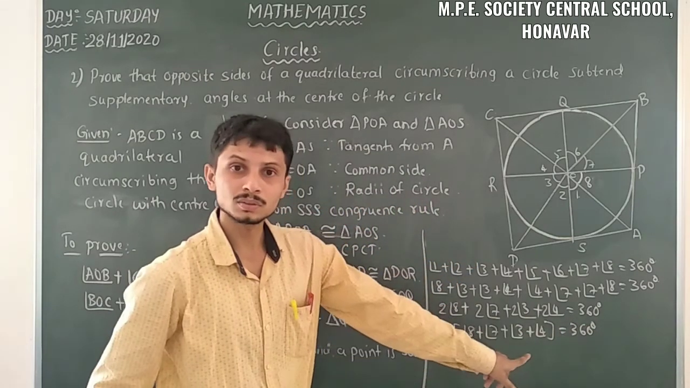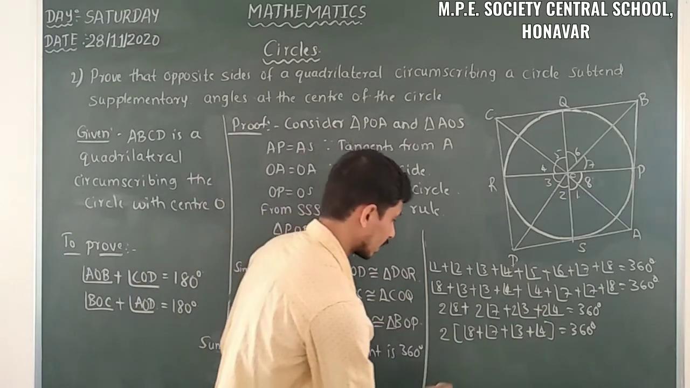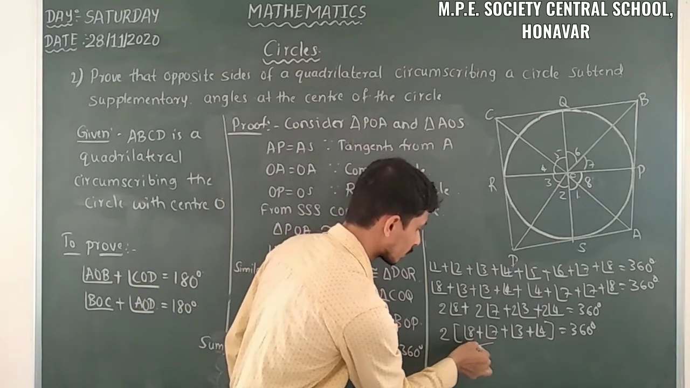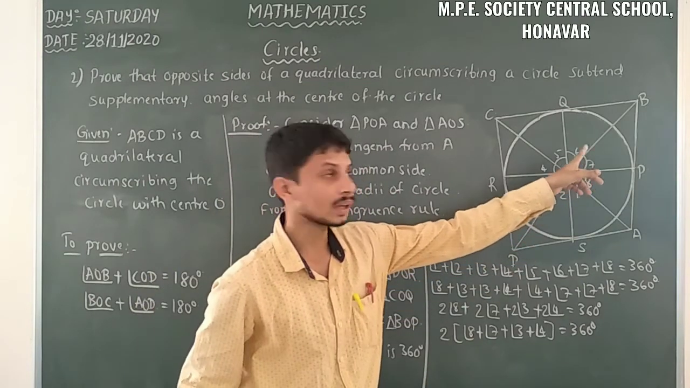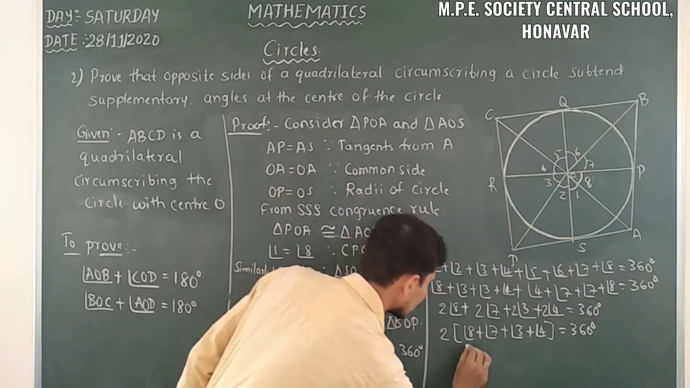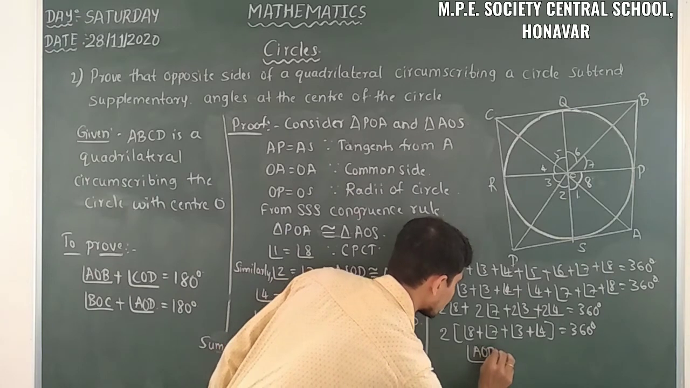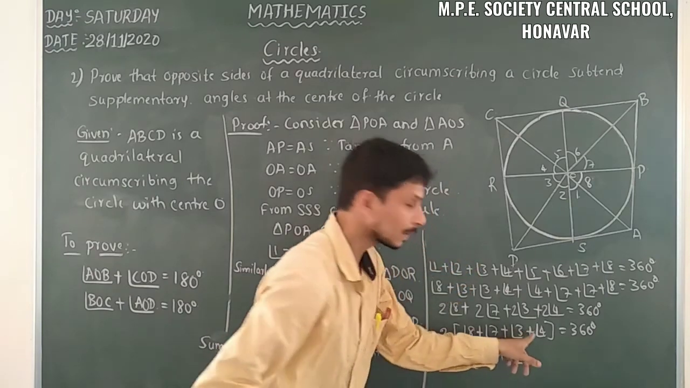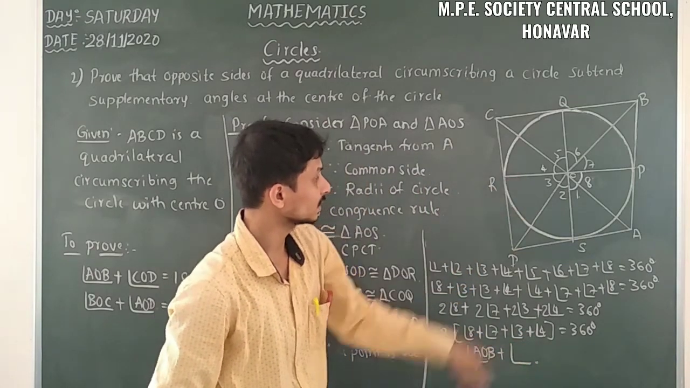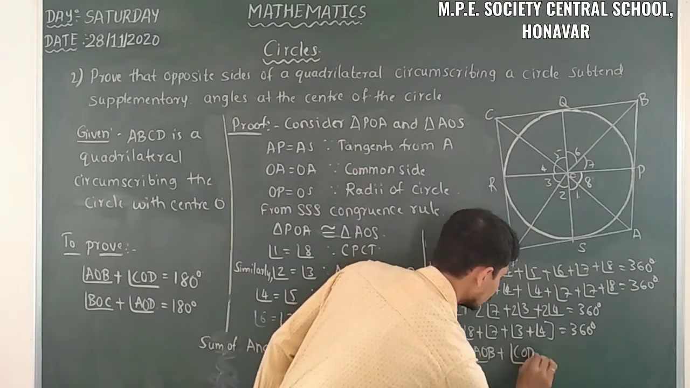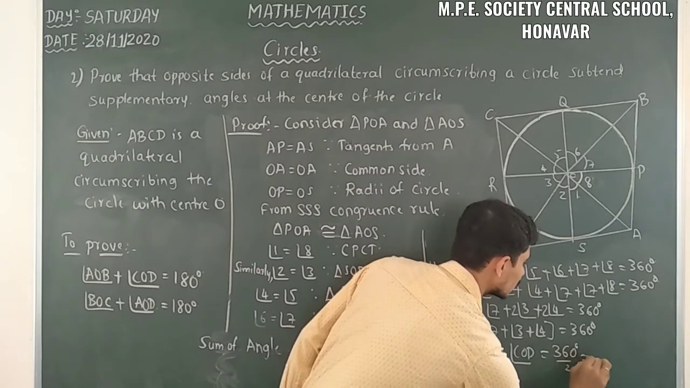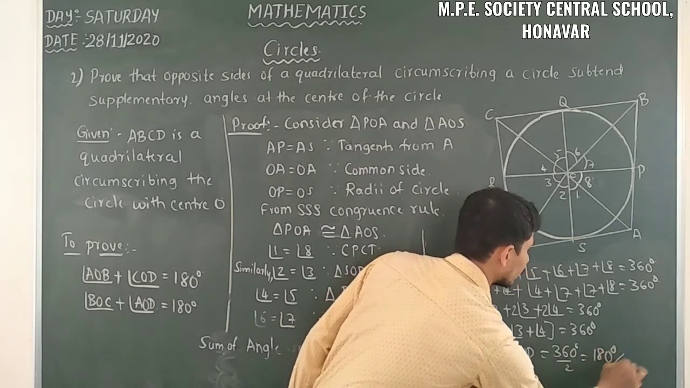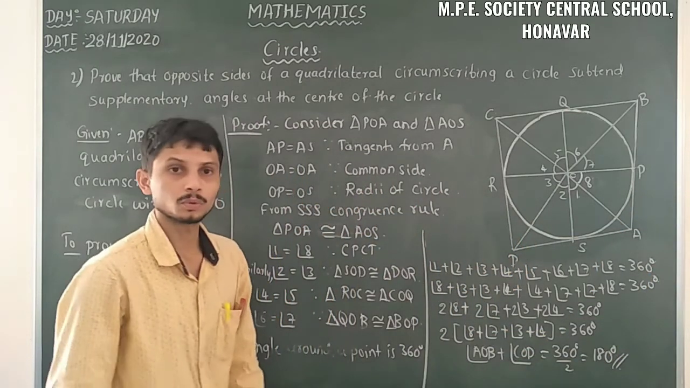Then I will transpose this 2 to the RHS. Here just observe, angle 8 plus angle 7 is equal to angle AOB, plus angle 3 plus angle 4, which is angle COD, is equal to 360 degrees by 2, which is 180 degrees. Here we have the proof.